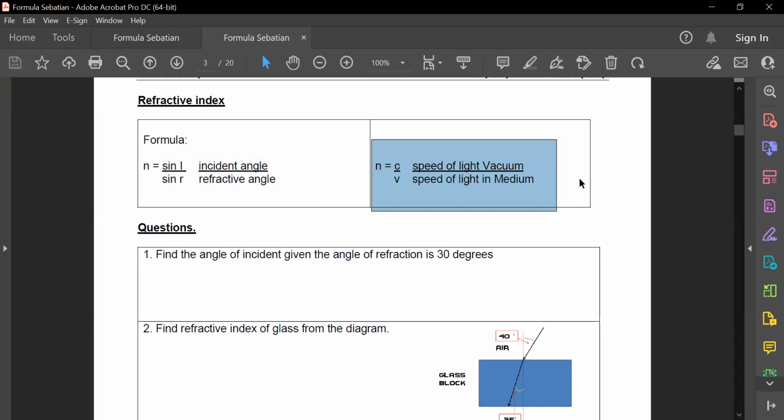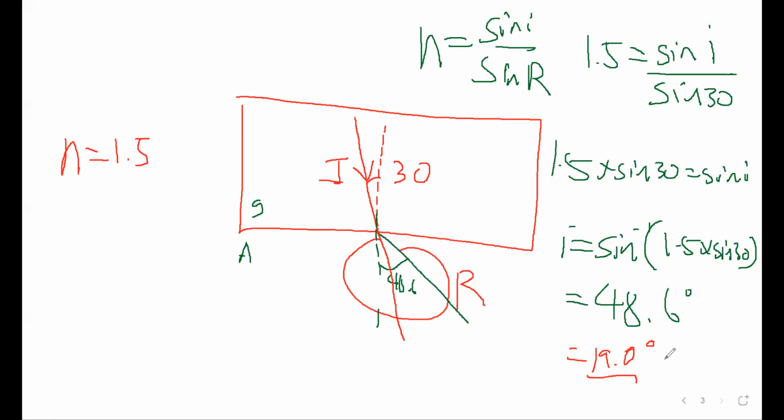And the second formula is very straightforward and easy. The second formula is basically n equals c over v. Don't copy first, listen first. We're just doing some simple calculations only. In terms of n equals c over v, this c is the same c as Einstein's famous equation. You know Einstein's famous equation, E equals mc squared, right?